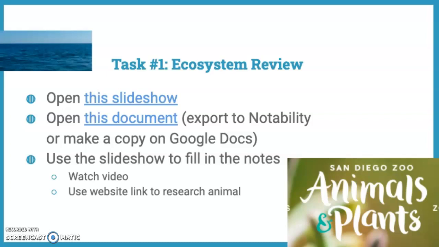And then you'll use that slideshow to fill in the notes. The first part is just using the pictures on the slides to fill it in. And then there's a short video for you to watch. And then at the very end, you're going to be using a website to the San Diego Zoo, and you'll be picking an animal or a plant. A plant is fine too. And identifying the specific adaptations that that plant or animal has to its environment and why it helps it survive better in its habitat. Okay.